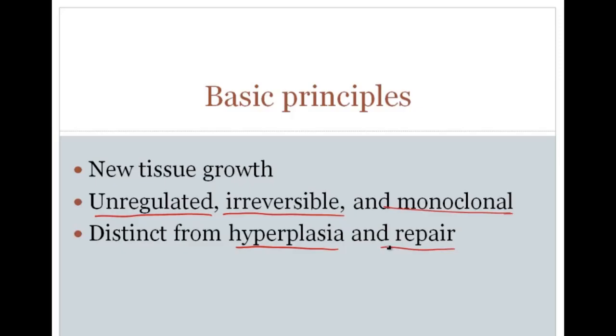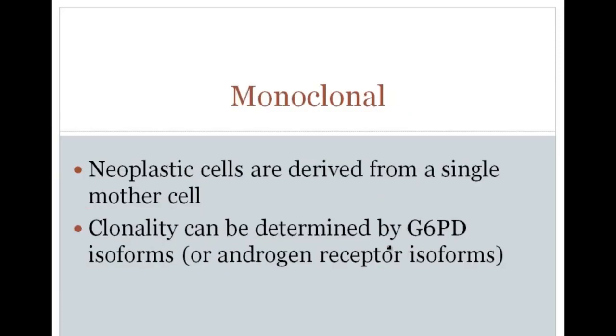We're going to talk about monoclonality in a moment. So again, these are three very important features of neoplasia. Now, as I mentioned, monoclonal refers to the fact that all the tumor cells arise from one single progenitor cell, one single mother cell. That's what the term monoclonal means. So the neoplastic cells are derived from a single mother cell. Clonality can be determined by G6PD isoforms, and this is a very high-yield principle, so I'm going to create a whiteboard and spend a moment explaining what we mean by this.